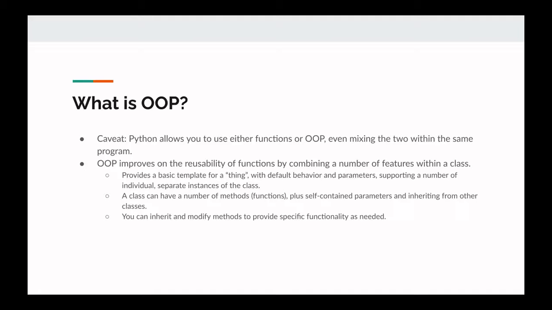So, that out of the way, OOP improves on the reusability of functions by combining functions with other parameters. So we talked previously about how functions allow you to basically reuse that same code over and over again without copying and pasting it. And so object-oriented programming goes a step further by creating a class object that has a number of functions included in it, but also some parameters and other objects that all become a cohesive structure, a data structure.